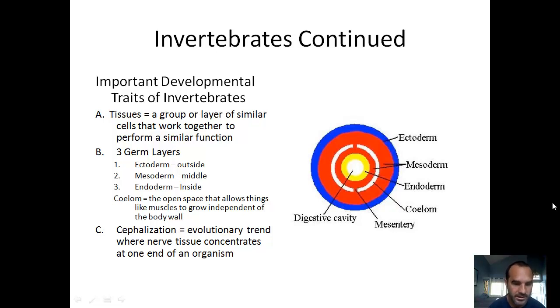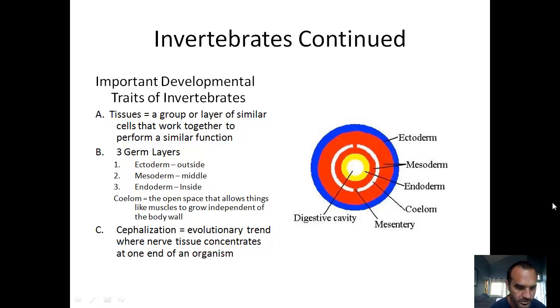And in between, for the more complex invertebrates, you get a thing called a coelom, and that's an open space, and it allowed the muscles to grow independent of the body wall. So this compartmentalization just allowed those early forming cells to specialize right away and start to develop more complex organs and tissues. And it just allowed for more complex structures. So that's the body development from early cells.